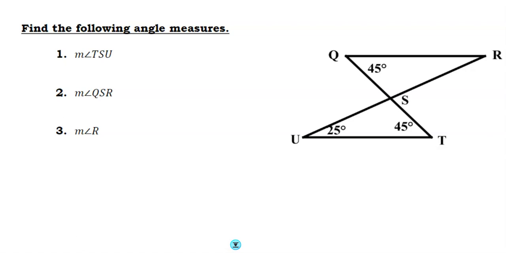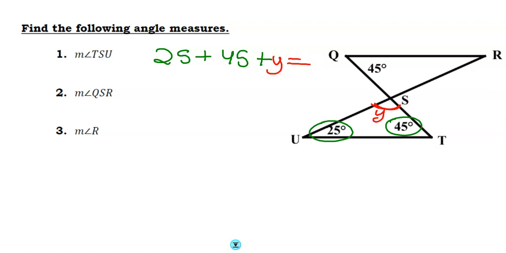So in triangle TSU, how would I find out what this angle is? Well, I know that this is 25, and angle U and angle T are 45. So we would add those together. Then we will just call this angle Y, and all 3 of those add up to 180 degrees. So we're going to do 25 plus 45 and subtract that from 180, and we would get 110 degrees.